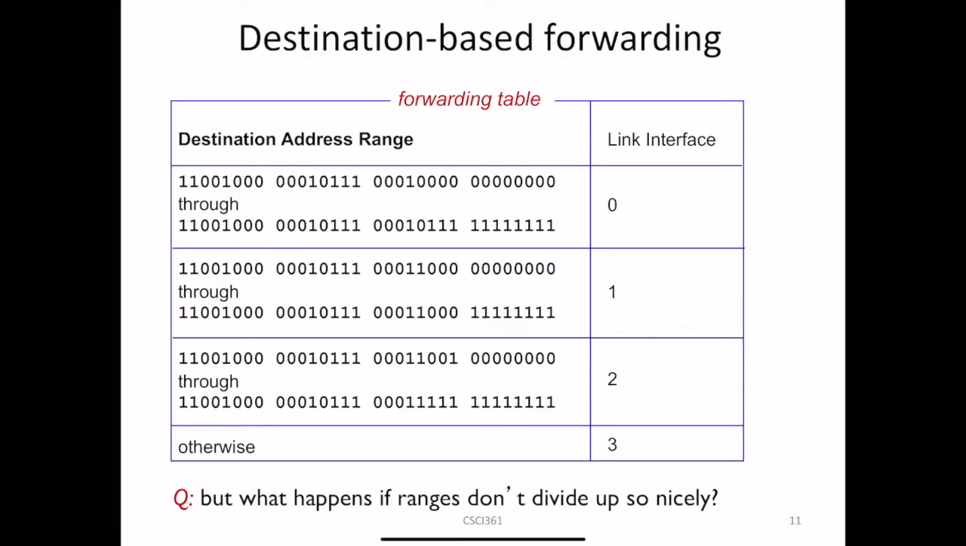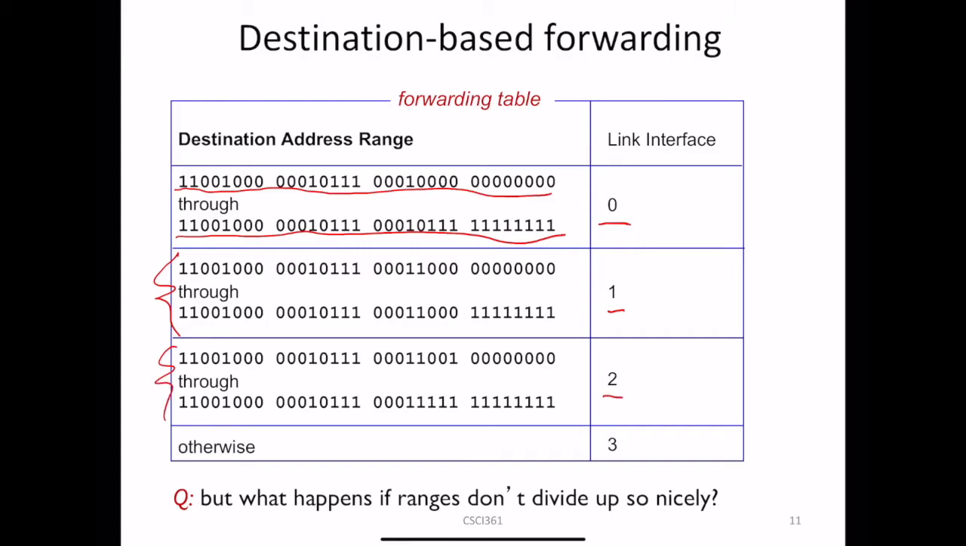Therefore, the solution is to make a range for each link interface or output link. For example, from this IP address all the way to this IP address, if a packet's destination IP address belongs to this range, it will take output link 0, and so on and so forth. For this range, they will take output link 1, and for this one, output link 2.